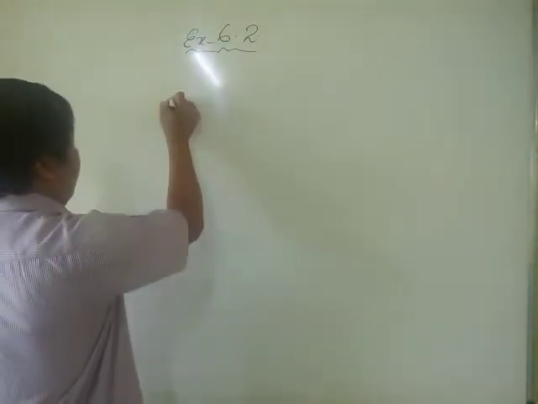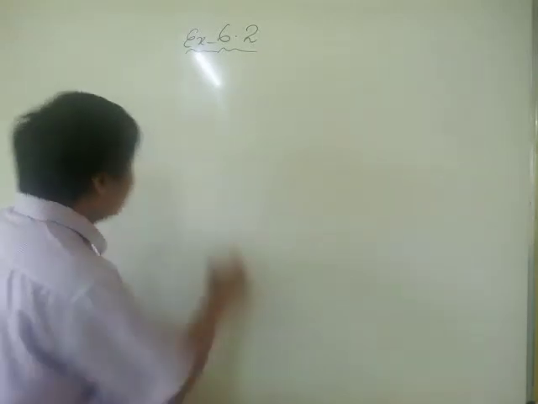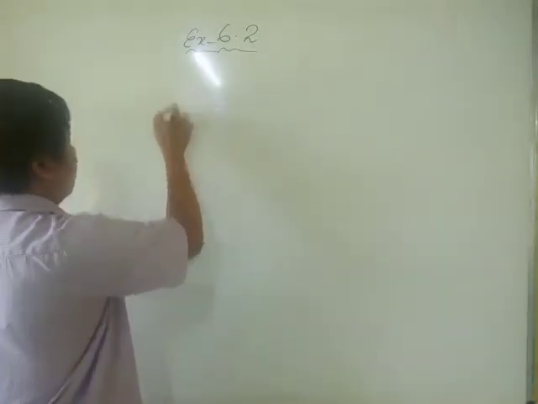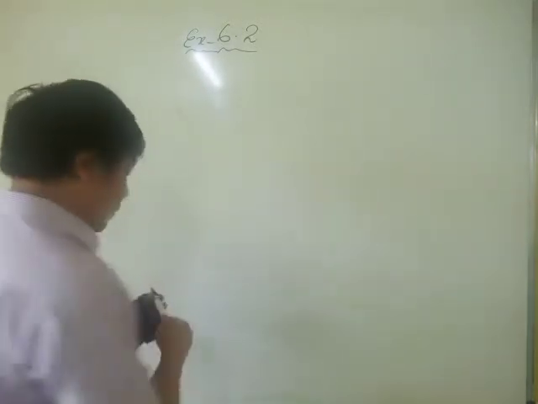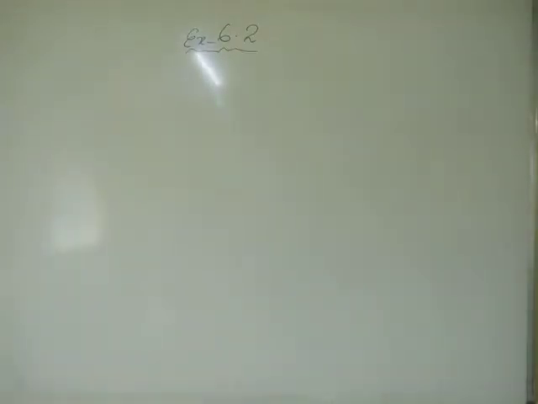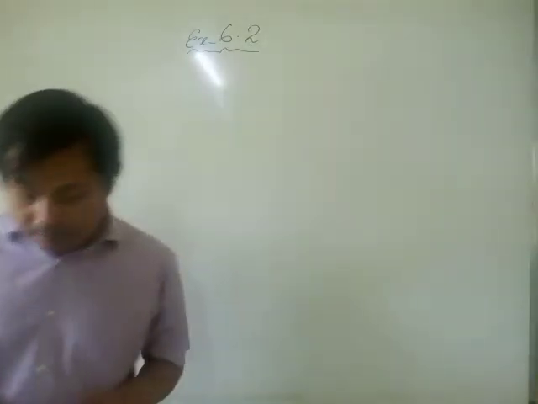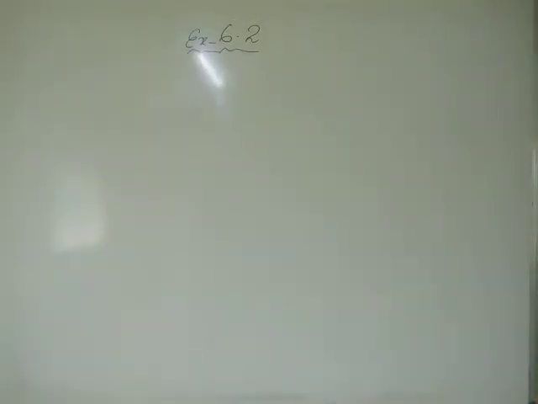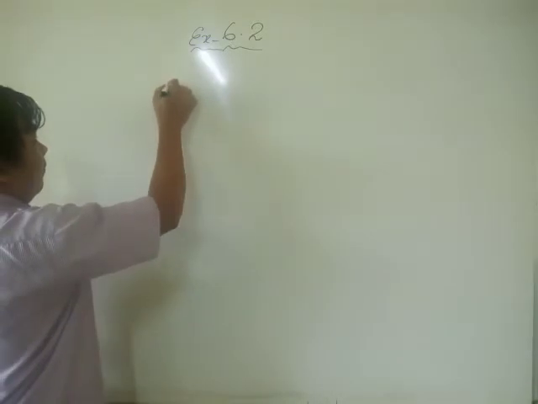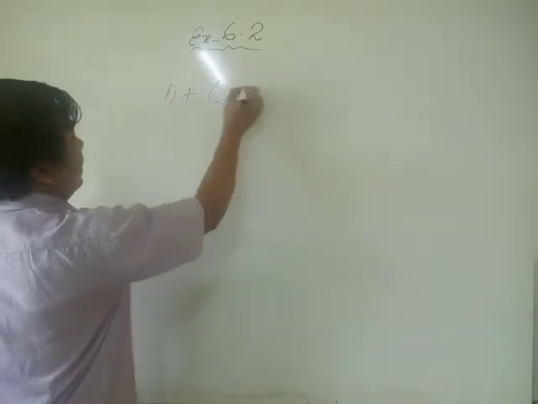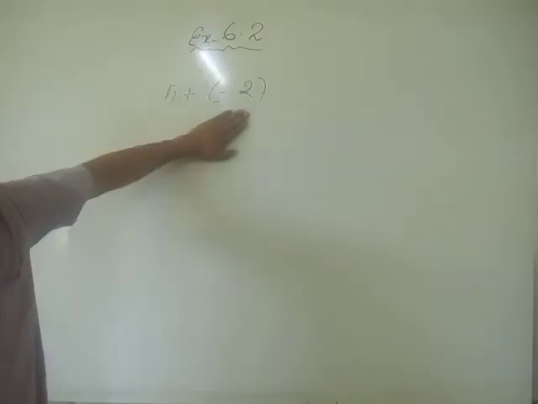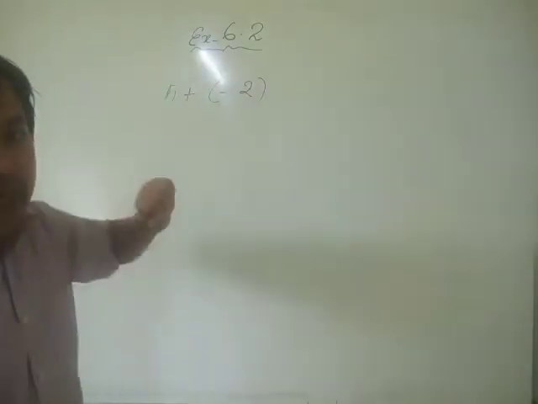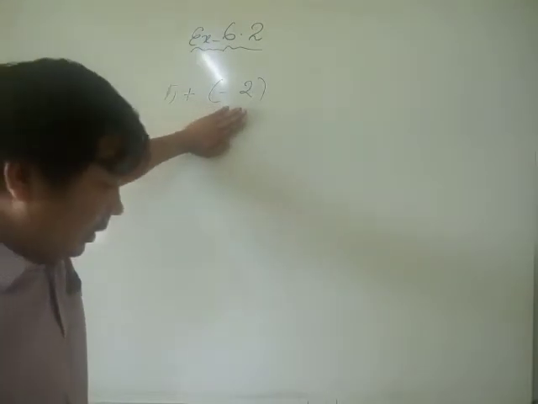For example, let us take one example here, my dear students. Let us think of 5 plus minus 2. Here we are adding a negative integer, isn't it? This is the addition of a positive and a negative integer. So here we are adding a negative integer.